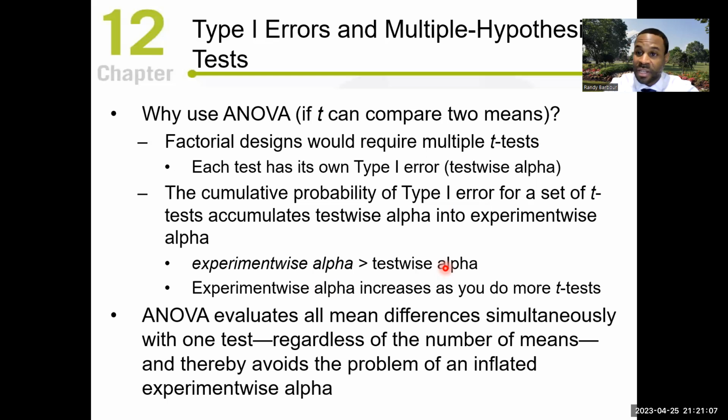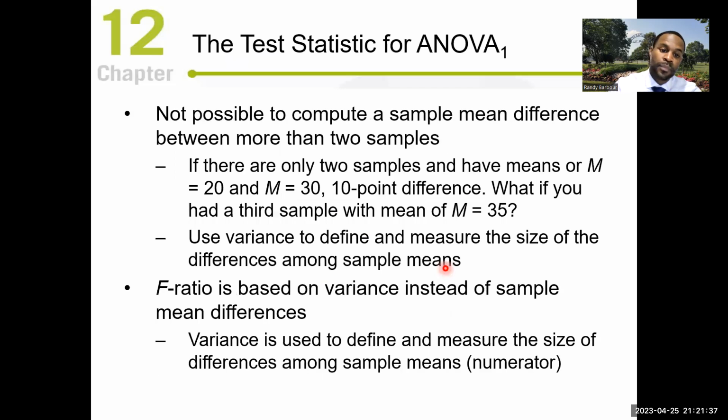If I say that there is an effect when there in fact is no effect at all, that means my research is not accurate. I don't want that. So again, with an ANOVA, we use it because we want to eliminate the likelihood of getting a type 1 error, and by evaluating all the mean differences at the same time with one test, regardless of the number of means, we avoid the problem of inflated experiment-wise alpha, which then protects us from committing a type 1 error.